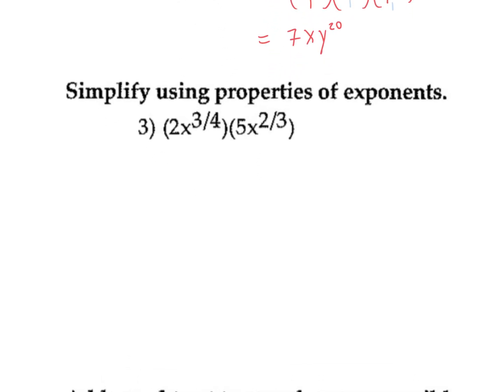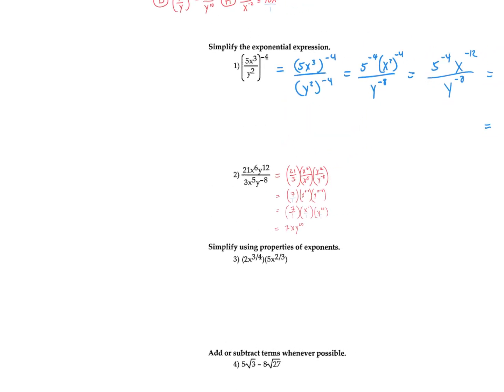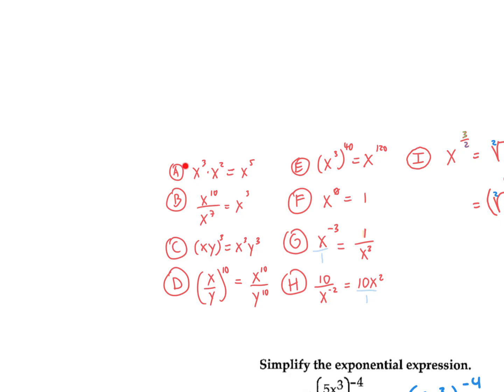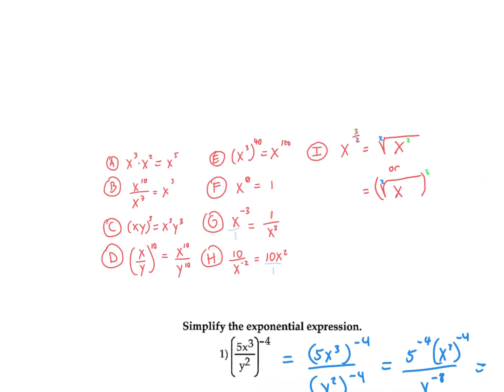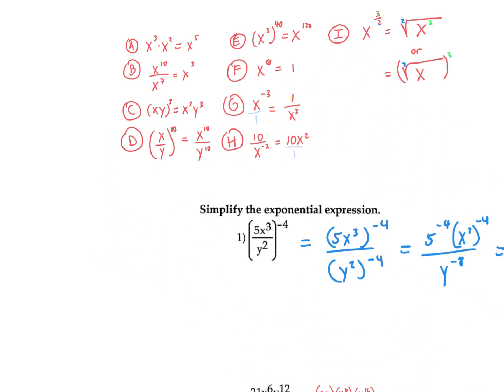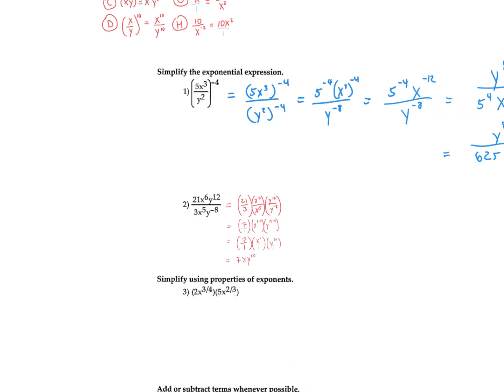Simplify using properties of exponents. Okay, well, this is going to feature probably rule letter A. This is probably going to feature rule letter I. But what else? Yeah, that's probably it. Okay.